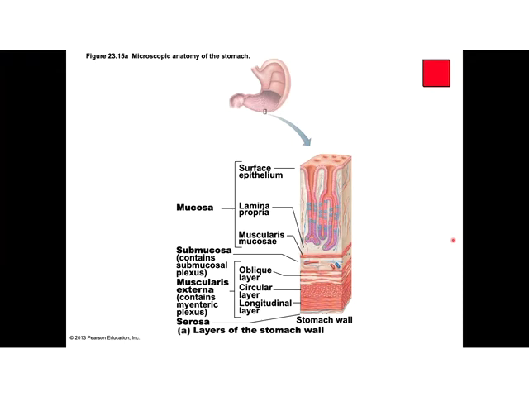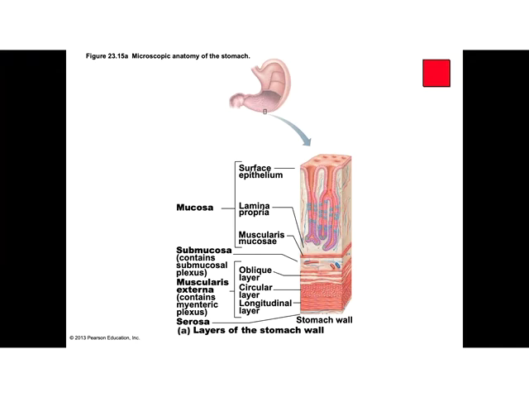Okay, you can see that there are indentations on the surface of the mucosa. These are called gastric pits, and they go down into gastric glands. Okay, and the gastric glands are what secrete the hydrochloric acid and the pepsinogen, right? As well as the mucus, and the enteroendocrine cells are what generate the gastrin.